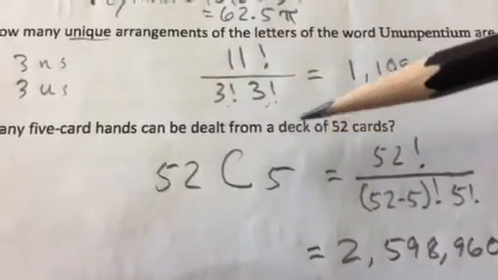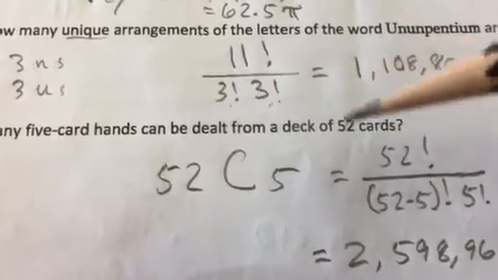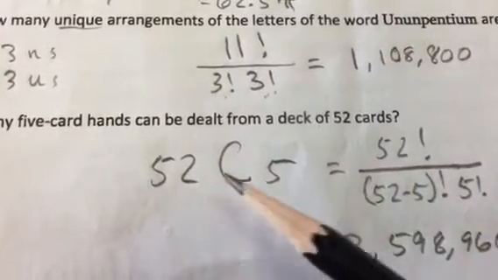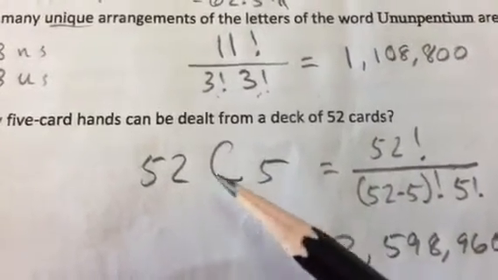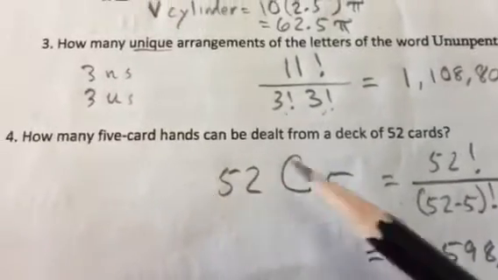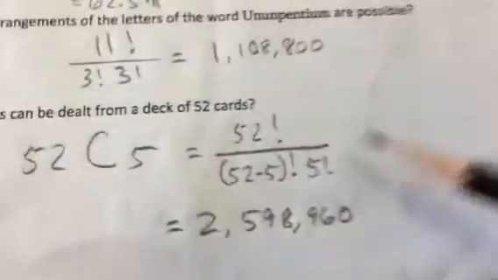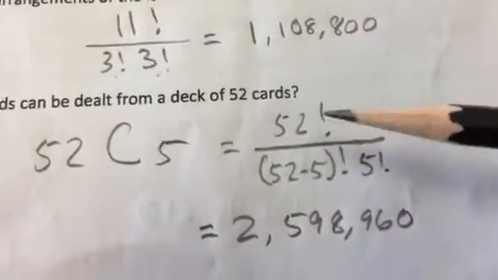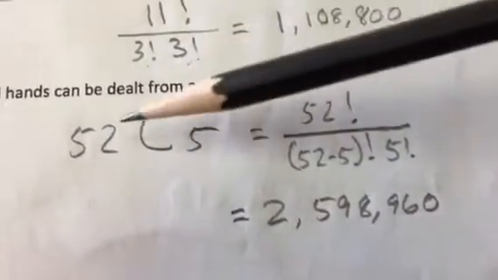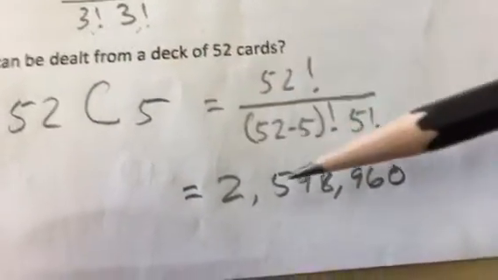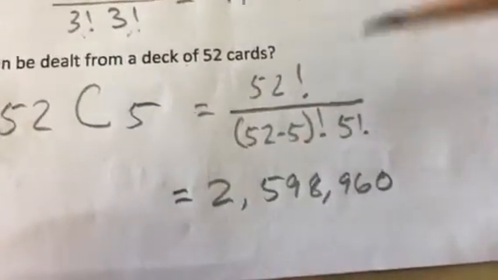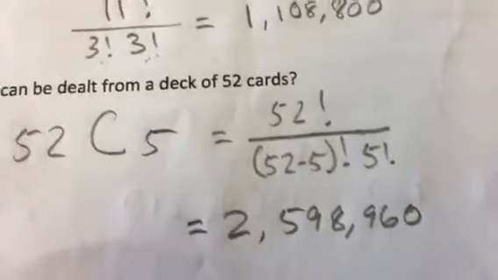How many different 5-card hands can be dealt from a deck of 52 cards? That's a lot of different possible hands. It's simply 52 choose 5, a combinations problem, since the order does not matter in a hand of cards. This is the formula. If you work it out, most calculators have this programmed into them, and it's about 2,598,960. Okay, let's keep going.